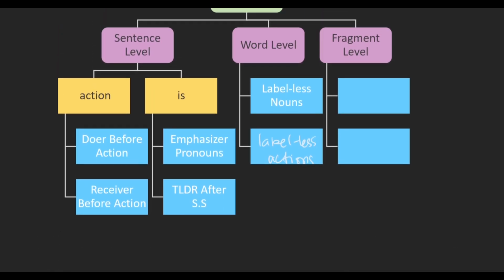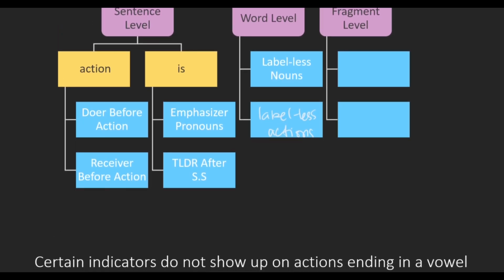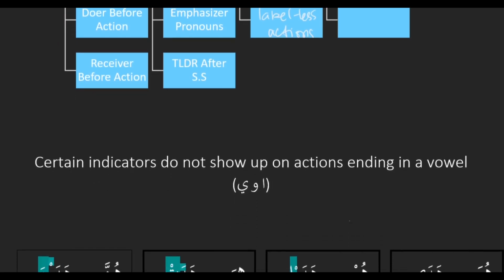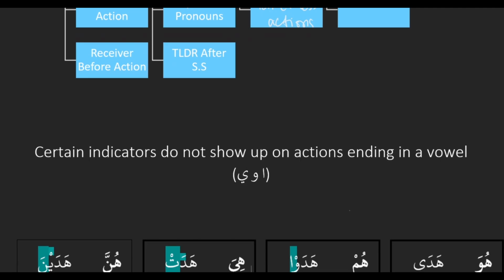So this doesn't happen at random. Like we've seen all throughout, there's a system to the anomalies, and there are rules that govern them as well. With actions that have missing indicators, here's our rule: certain indicators don't show up on actions that end in a vowel. The vowels in Arabic are alif, waw, ya. And it's only certain indicators, so it's not the entire chart that goes haywire.